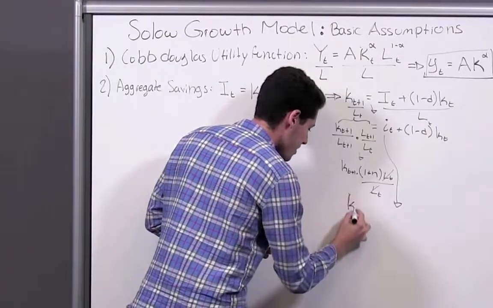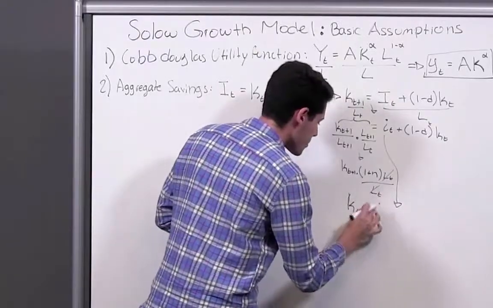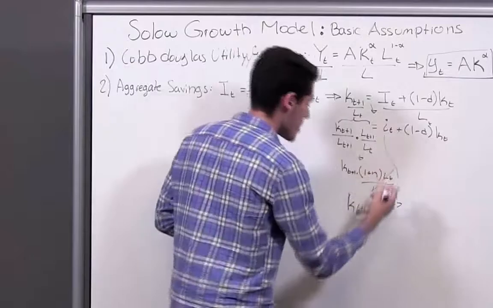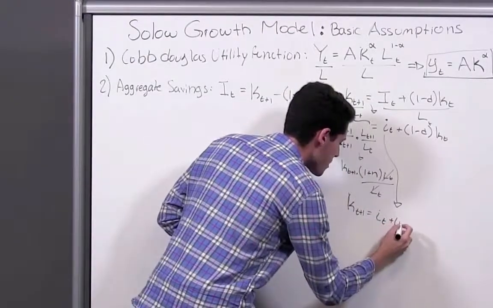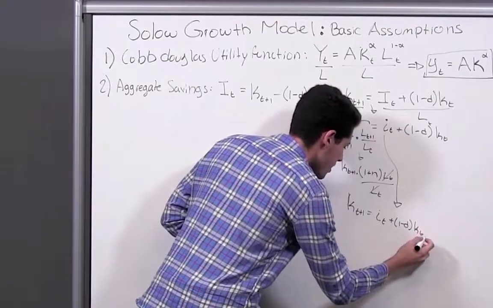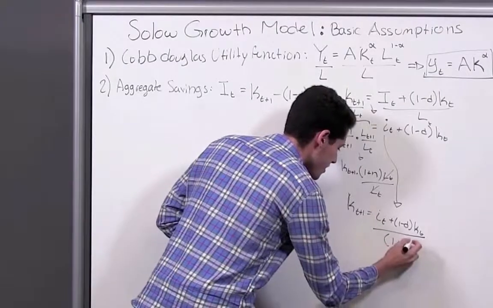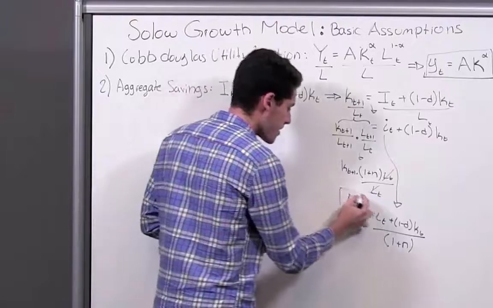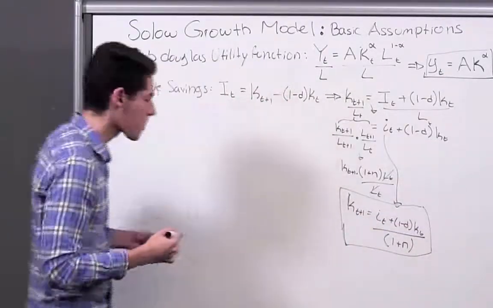capital per capita in the future is equal to this investment today plus 1 minus the depreciation of capital per capita today, over 1 plus the growth of labor. And so this right here is another important function we're going to be using later.